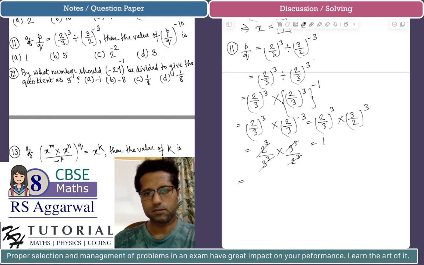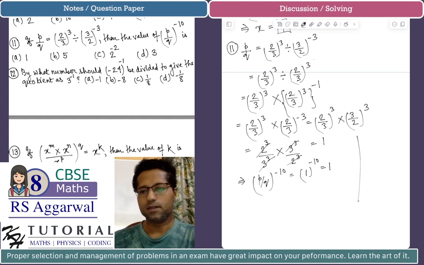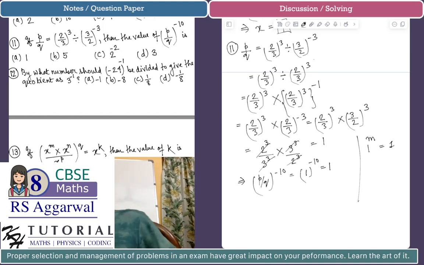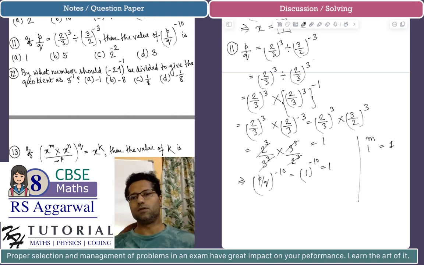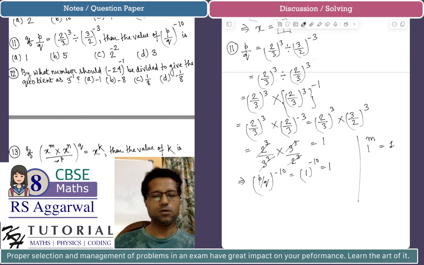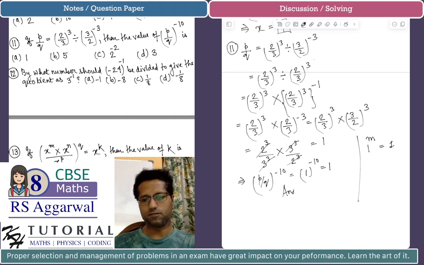So this implies P by Q raised to the power minus 10 is equal to 1 raised to the power minus 10, which is equal to 1. Always remember that 1 raised to the power any integer is always equal to 1. 1 raised to the power m, where m is any integer, positive, negative or 0, is always equal to 1. So the value of P by Q raised to the power minus 10 is 1. So the choice is A.